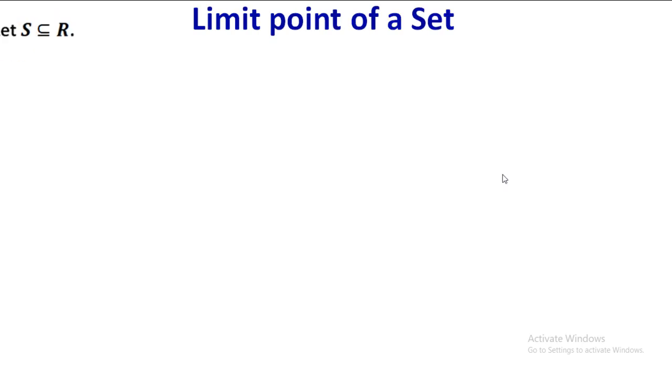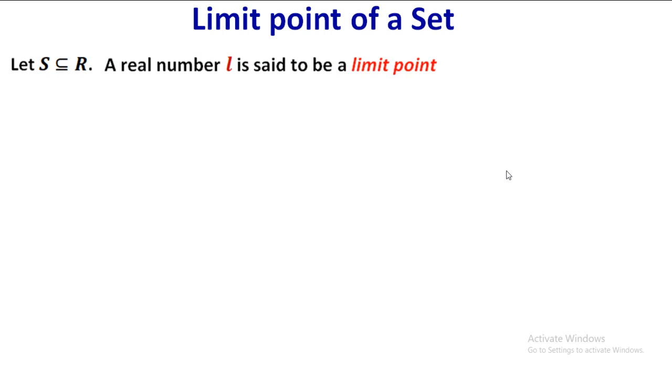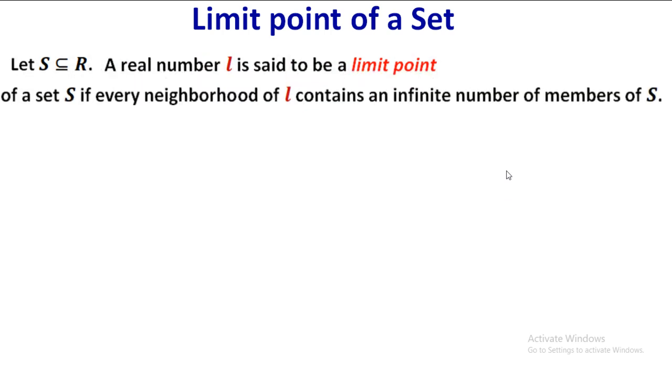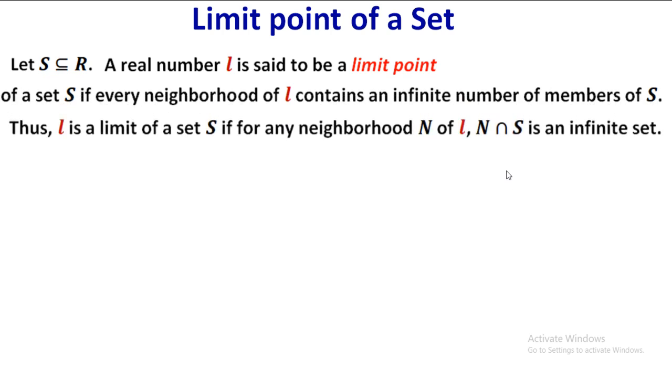Let S be a non-empty subset of the set of real numbers R. A real number L is said to be a limit point of a set S if every neighborhood of L contains an infinite number of members of S. Thus, L is a limit point of a set if for any neighborhood N of L, N intersection S is an infinite set. Okay.